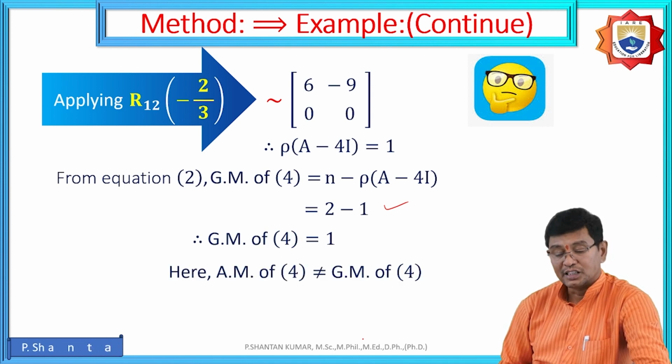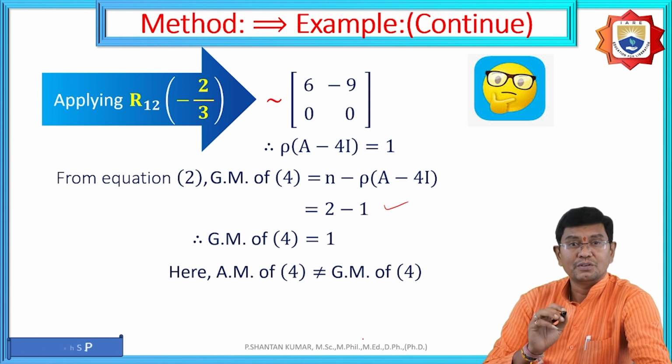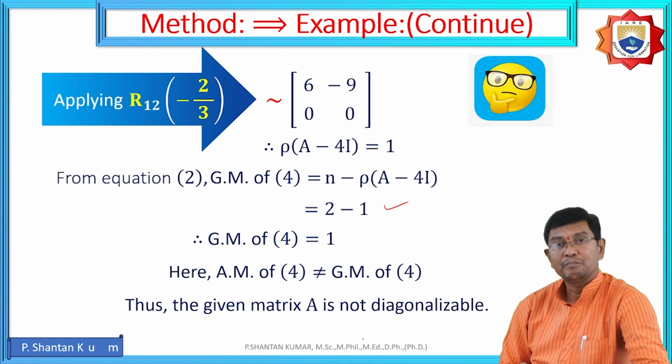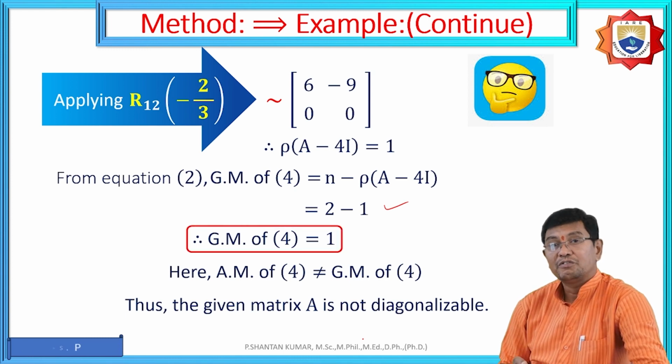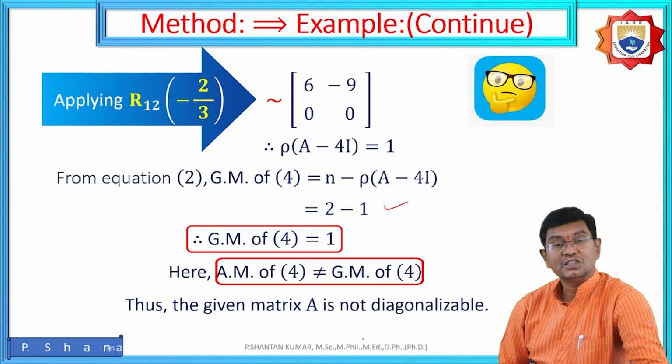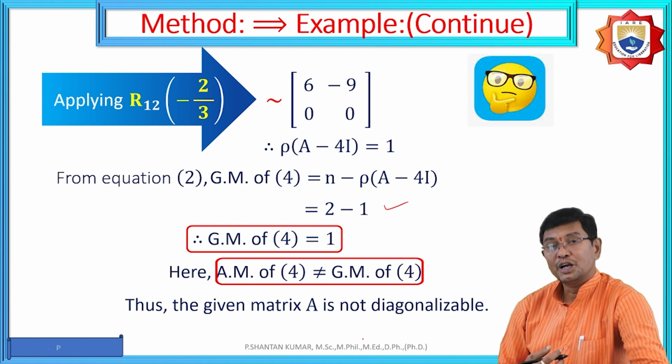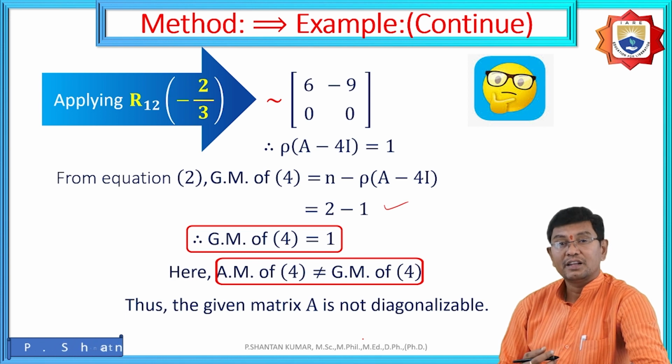But according to the concept, the AM is not equal to GM for that particular value lambda is equal to 4. Therefore, this matrix is not diagonalizable. This is a clear example of how to check whether a matrix is diagonalizable or not.